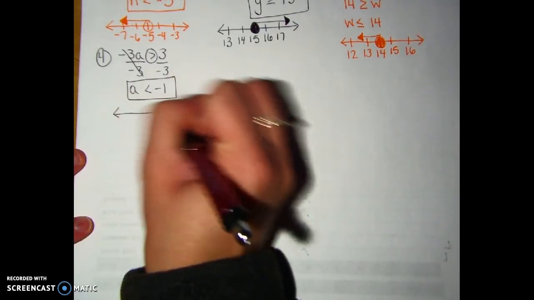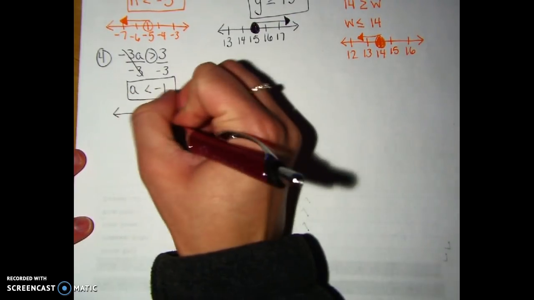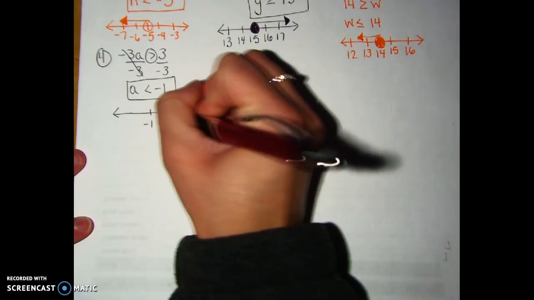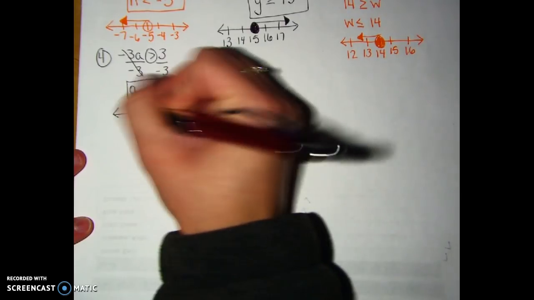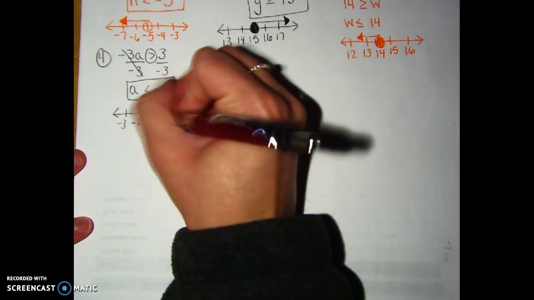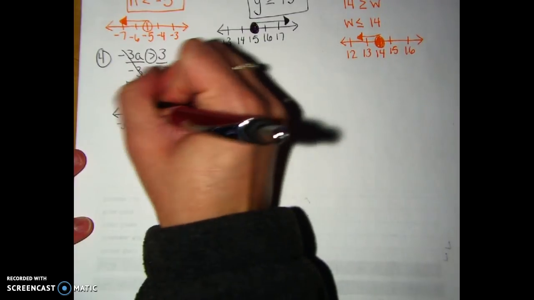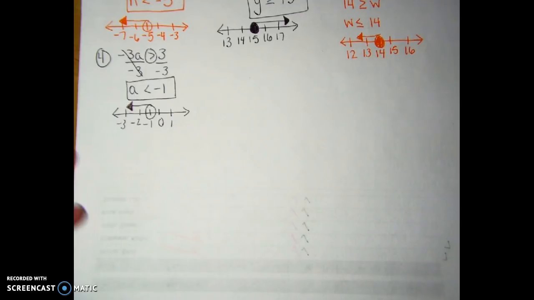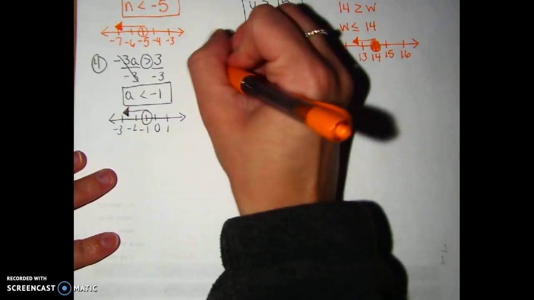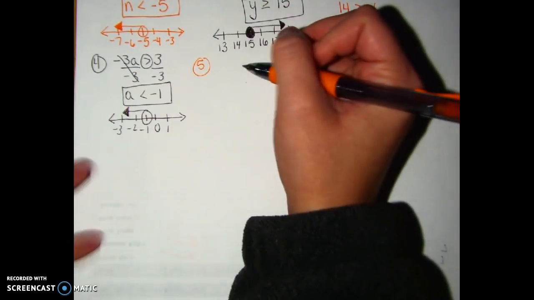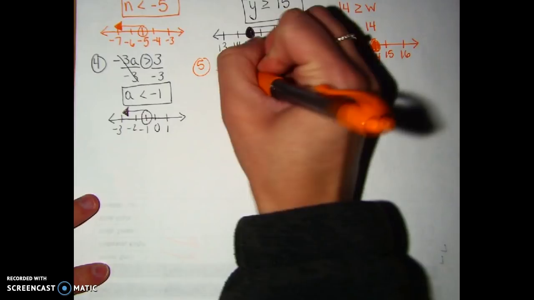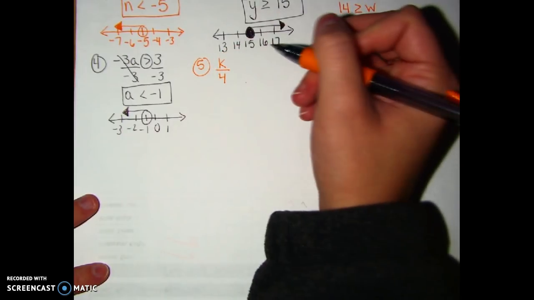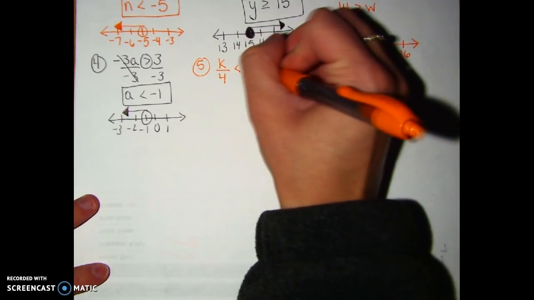Let's do the number line. Circle, and then it's going towards the left. Okay, one more one-step, and then we'll move on to two-step. This is k over 4, or k divided by 4, is less than negative 4.